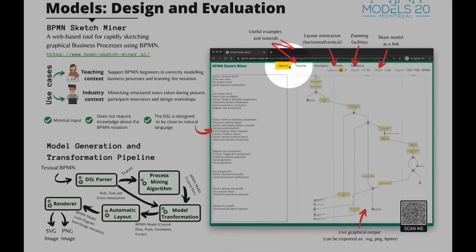The website of the tool also includes a set of tutorials and examples to help the new users of the BPMN Sketch Miner to quickly get to know how it works and the different control flow patterns supported by the current version of the tool.